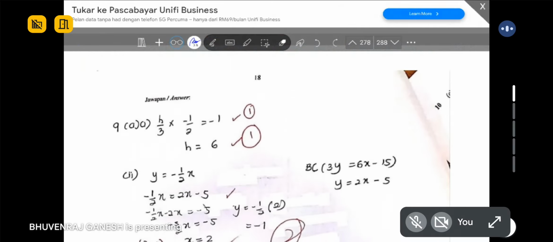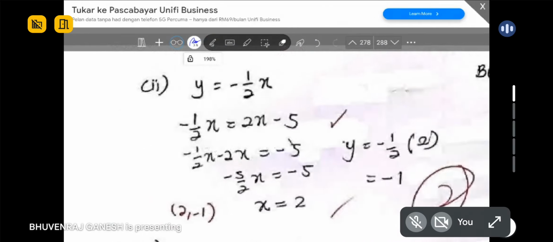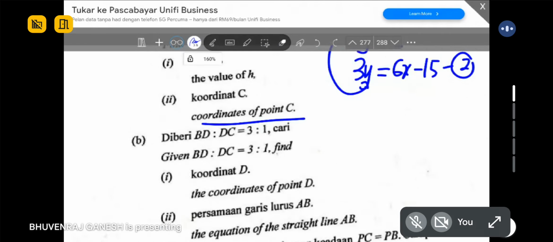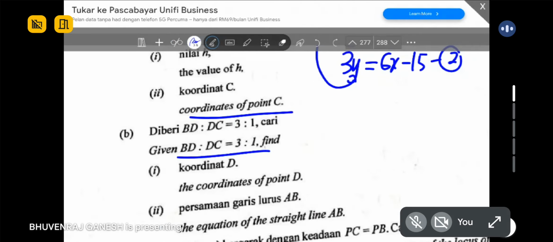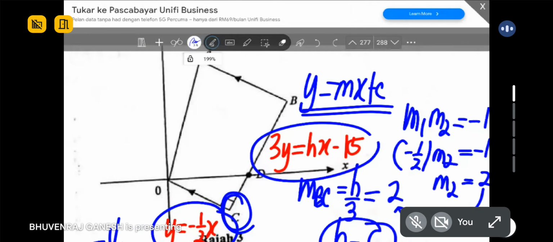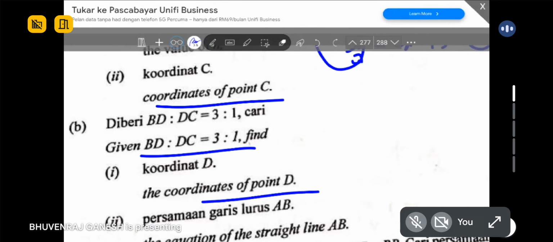So this is your answer. For part A2, you guys will get x equal to 2 and y equal to negative 1. So coordinate is 2, negative 1. Senang kan? Very simple, right? Straightforward. Next one. So for part B1, they tell you BD ratio DC 3 to 1. Dia bagi tahu nisbah sekarang. So BD 3, DC 1. And then they ask you find coordinate D.